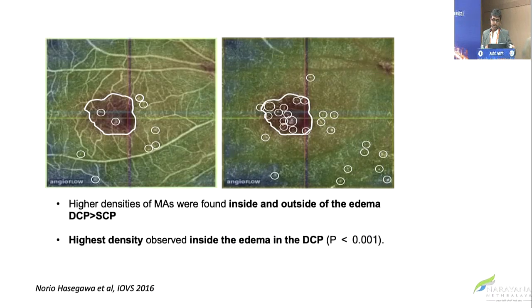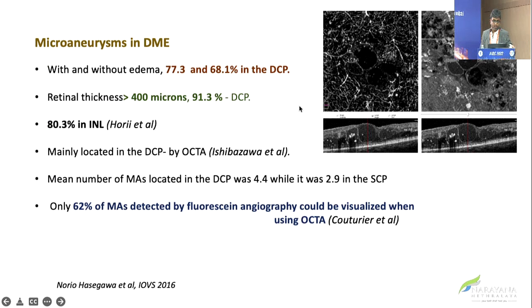Then again, there are studies which showed where the aneurysms really lie. Do they lie within the edema area or do they lie outside the edema area? So it's known that these aneurysms are more seen within the edema area when compared to outside the edema area, and these are more significant in a non-responsive DME. So this is how it is.